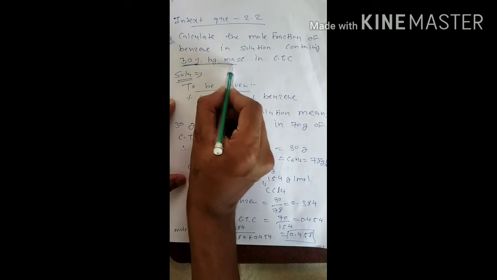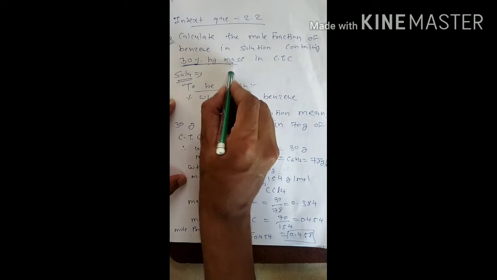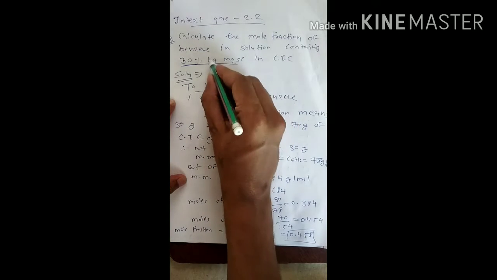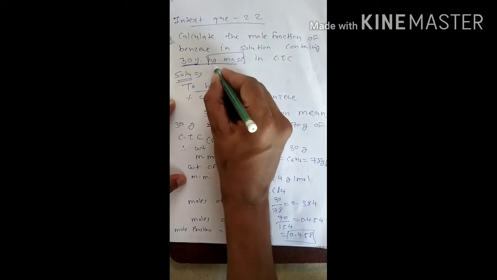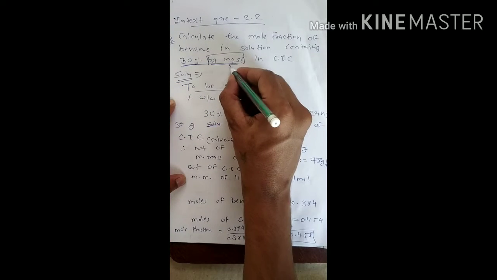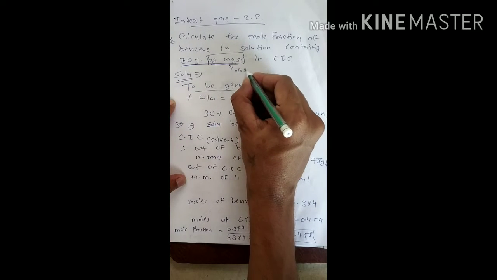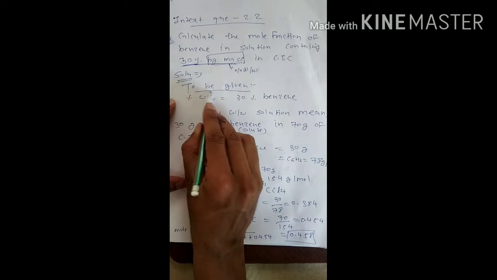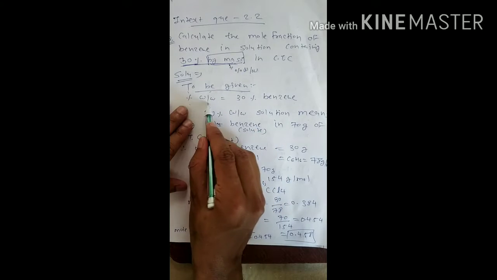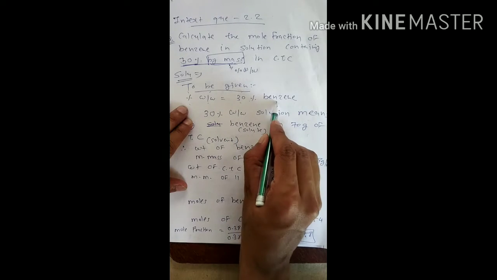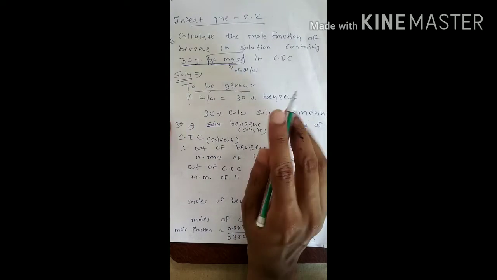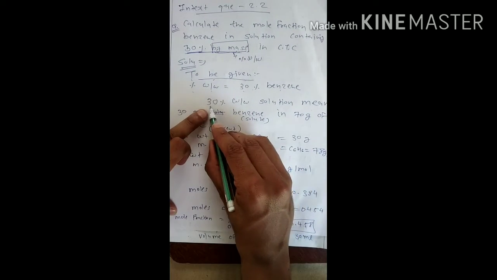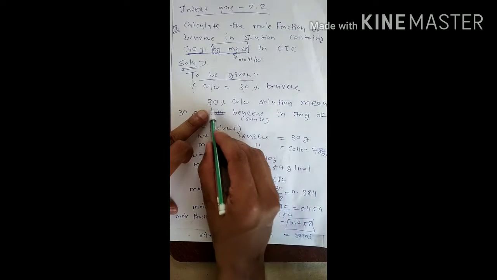What is that? Concentration by mass. I just said, by mass means what to understand? Percentage weight by weight. Whenever this term by mass comes, you have to understand it as percentage weight by weight. Okay, so what is given here? Percentage weight by weight is equal to 30% benzene. Okay, that is given to you in the question. So what does this 30% mean?